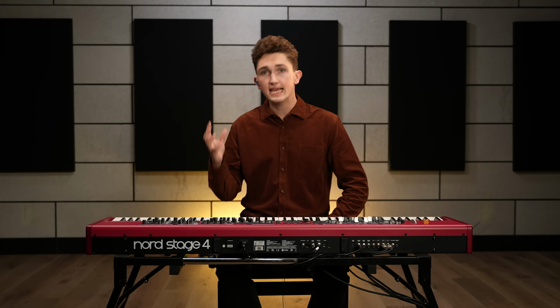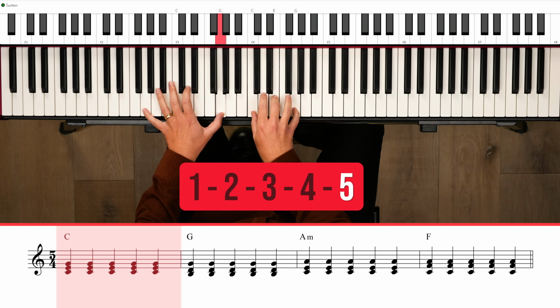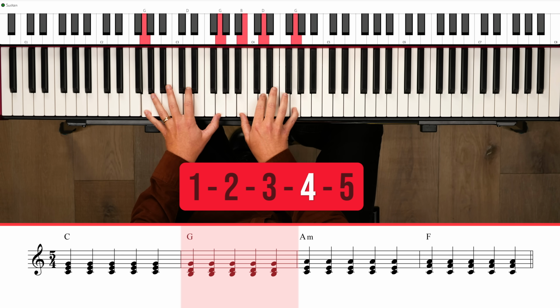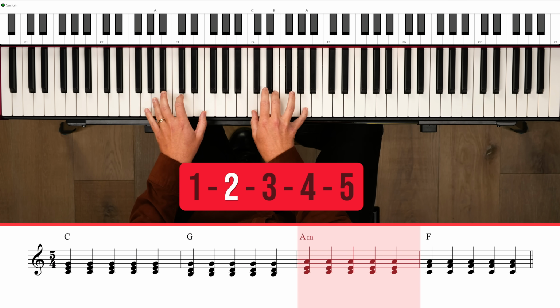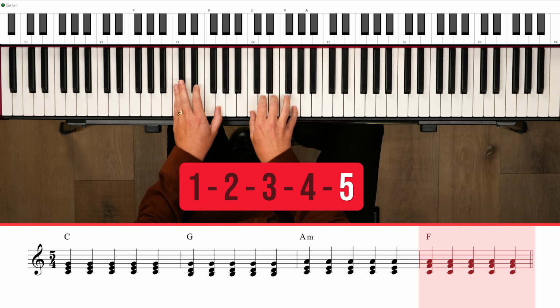5/4 is significantly less common, which means when it is used, it has a really curious sound to it, a really sort of ear-catching rhythm that sounds unusual, odd, because it's an odd meter, but not necessarily wrong. 1, 2, 3, 4, 5. 1, 2, 3, 4, 5.